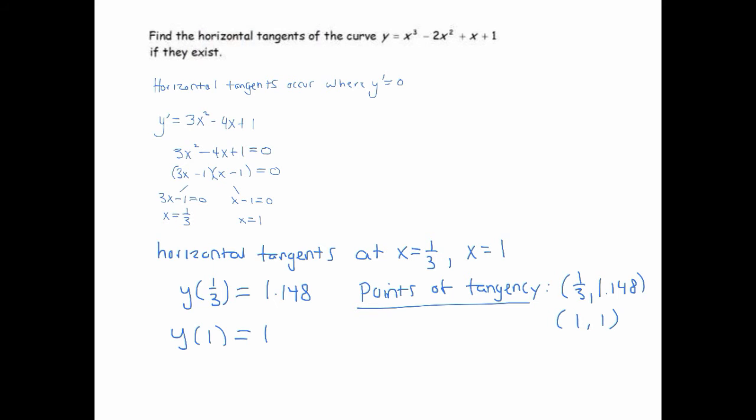If I wanted the equations of the tangent lines, well, it's a horizontal line, so it's just going to have an equation y equals a number, and it's going to be y equals these y coordinates. So our equations of our tangent lines would be y equals 1.148 and y equals 1.